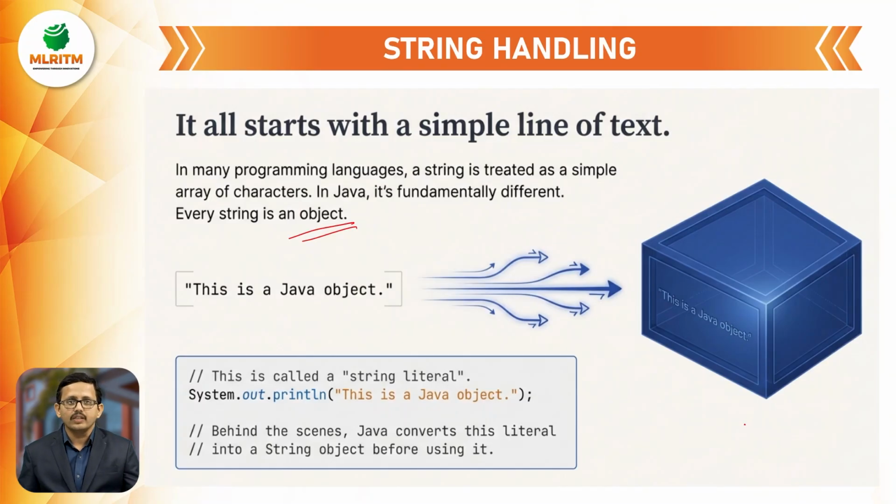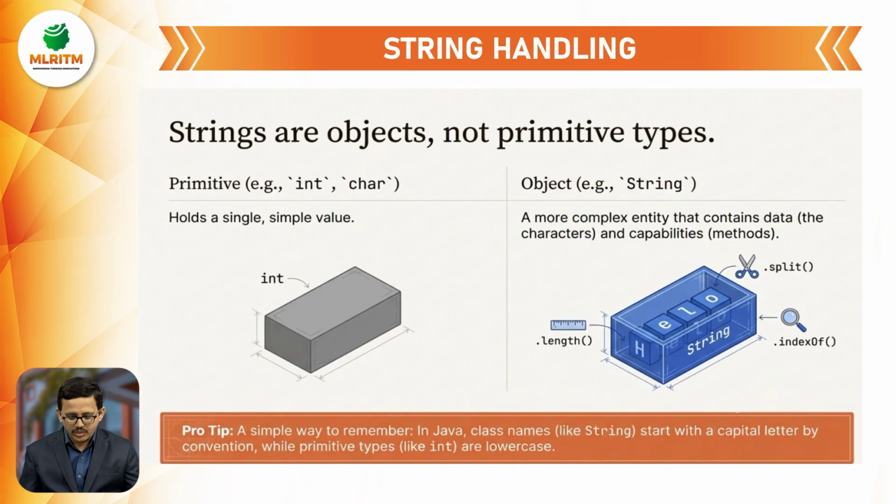In other programming languages like C, C++, etc., a string was considered a continuous sequence of characters, whereas here, everything is an object. String is an object in Java. You can see here System.out.println; this is a Java object we have given, so it is treated as an object. Strings are objects, not primitive types like int, char, float, etc.